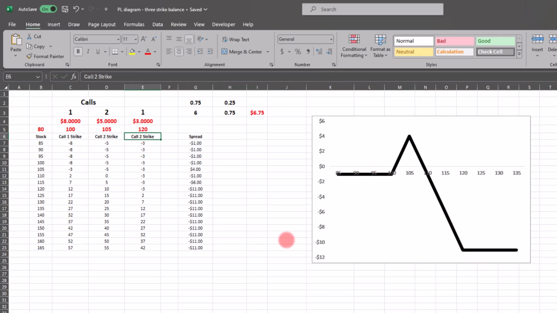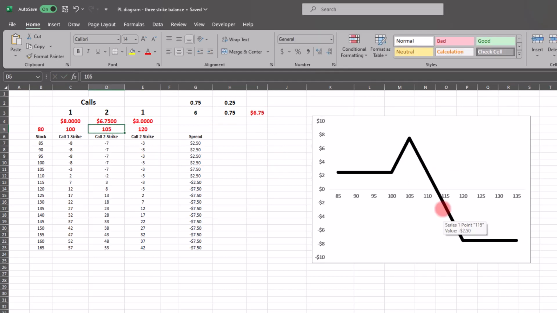Now, if we go back to the 3-strike pricing rule, what's the maximum value for this center strike? Well, we go back to those calculations, and it's 6.75. Remember, we're going to take 75% of this value, 75% of 8, plus 25% of this value, and we're going to add those together. It comes up to 6.75. So if I make this contract 6.75, that becomes the maximum value for that strike.